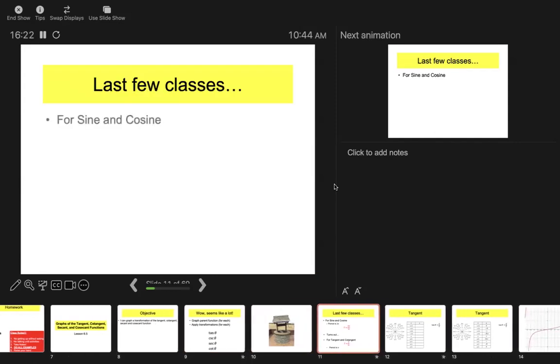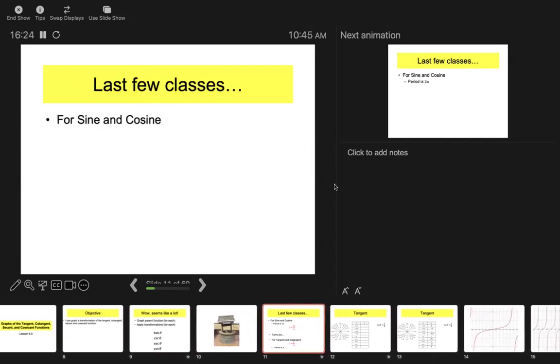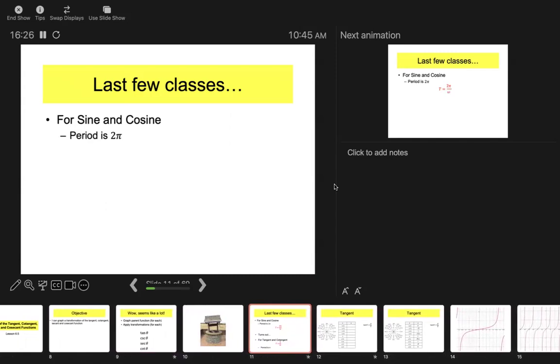Last few classes we did sine and cosine. Let's do a quick review. For sine and cosine, remember the period is 2 pi for each. We have a formula for period now: 2 pi divided by omega. And it turns out that when we get to the next two, tangent and cotangent, we'll save secant and cosecant for the very end, the period is no longer 2 pi.